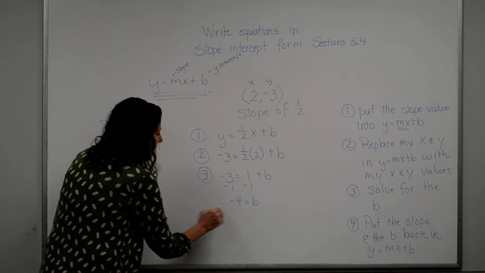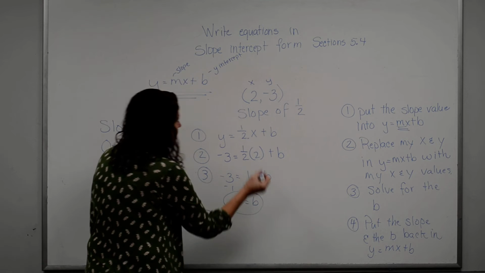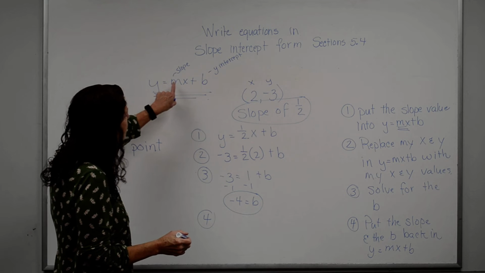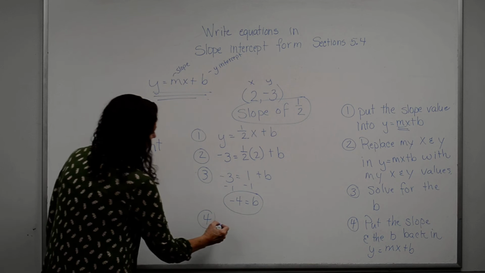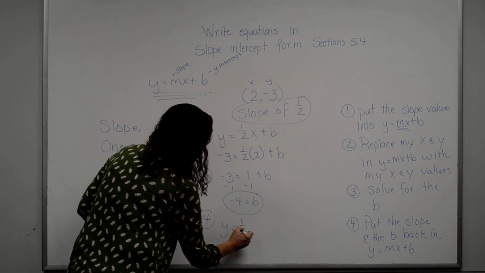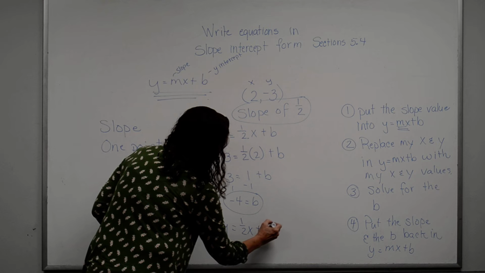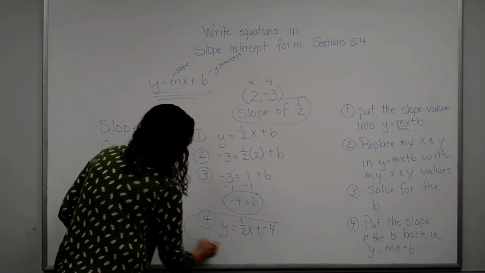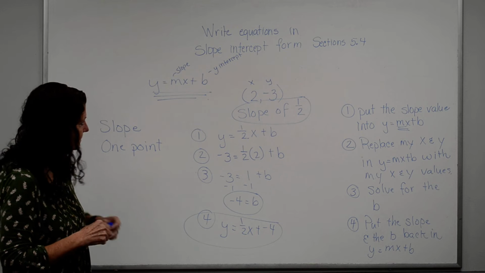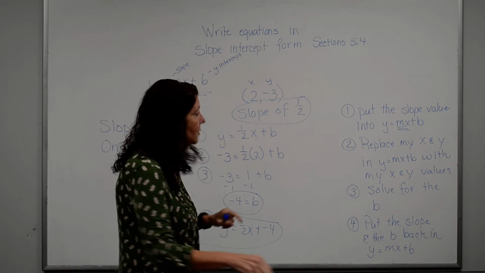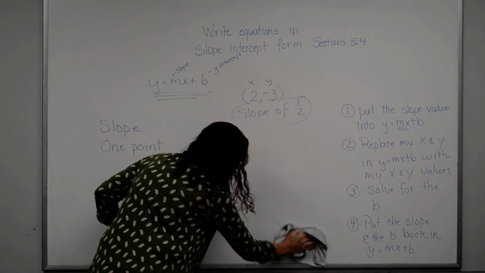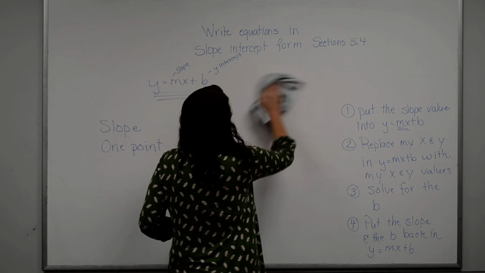Step 4 is just a matter of placing this and this in the correct location for the slope and the y-intercept. So y equals 1/2 x plus negative 4. And that's what they're looking for. Okay? All right, occasionally they ask you to do the same thing, but they don't give you the slope.